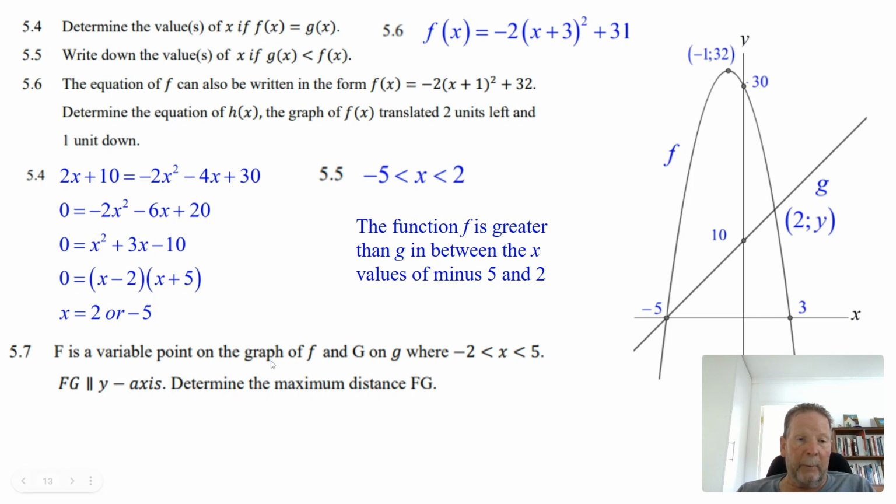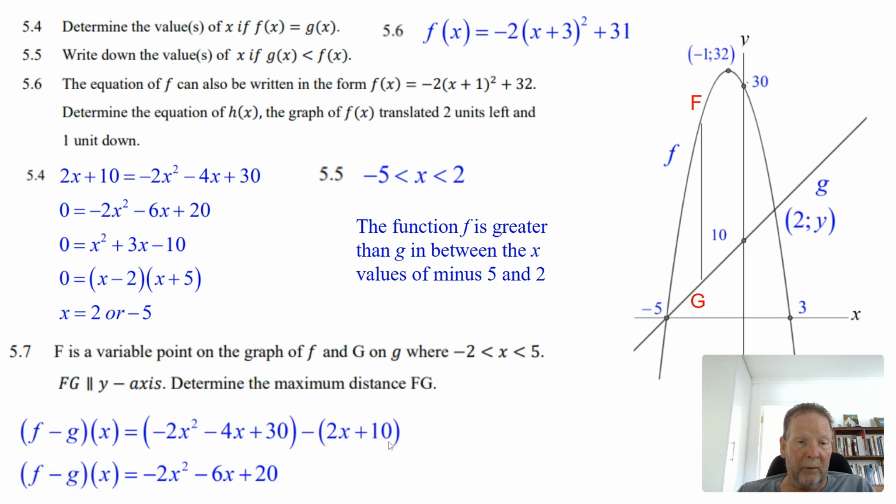Now you've got a variable point on the graph of f and g in between, where FG is parallel. So a straight line going up and down like this, it kind of looks like that. You want to make it the maximum, the biggest you can. Well, how do you do this? F minus g. Well, we did f equals g here. All you do is f minus g, and it makes a function. It makes a parabola.